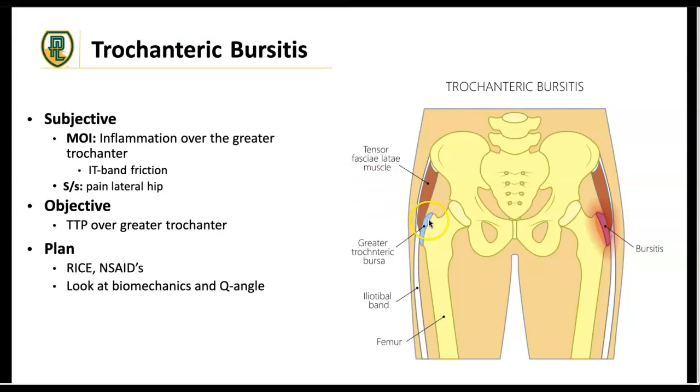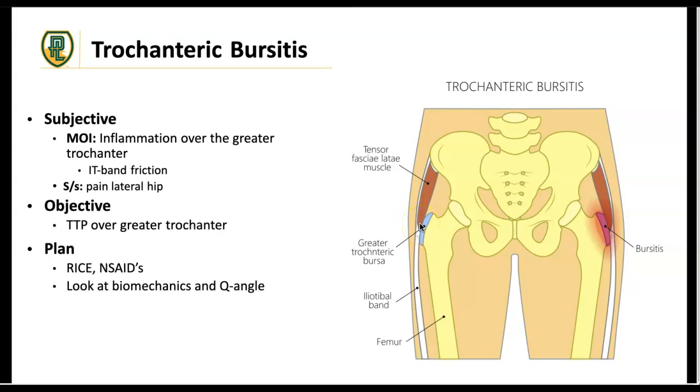And this bursa lives between the greater trochanter and that tensor fascial IT band junction. Now, we had a pathology called external snapping hip syndrome, right? Most often caused by the IT band, usually during flexion extension moments where it's snapping over that greater trochanter.